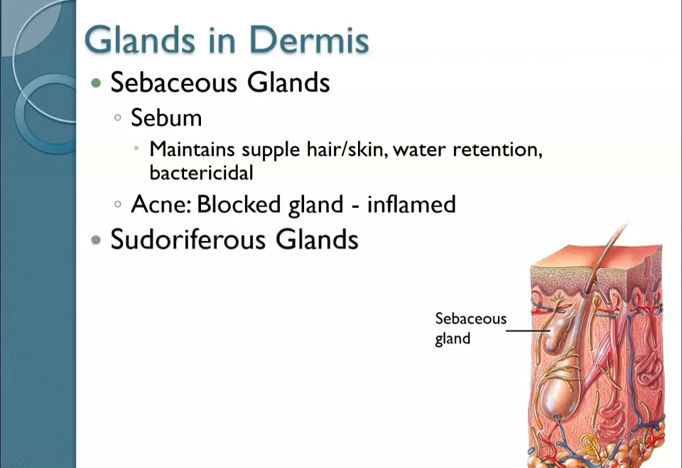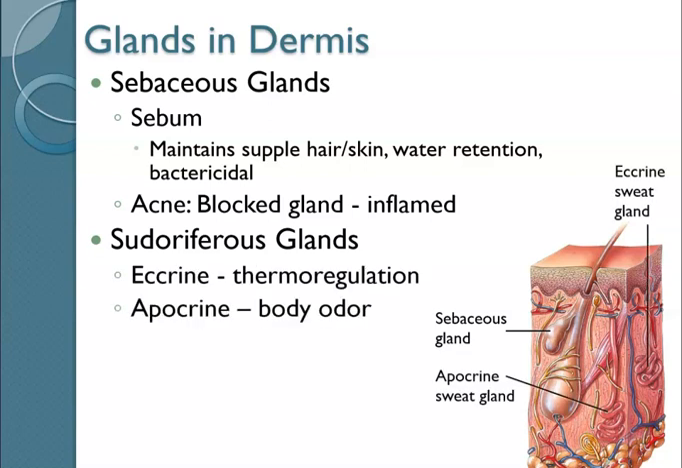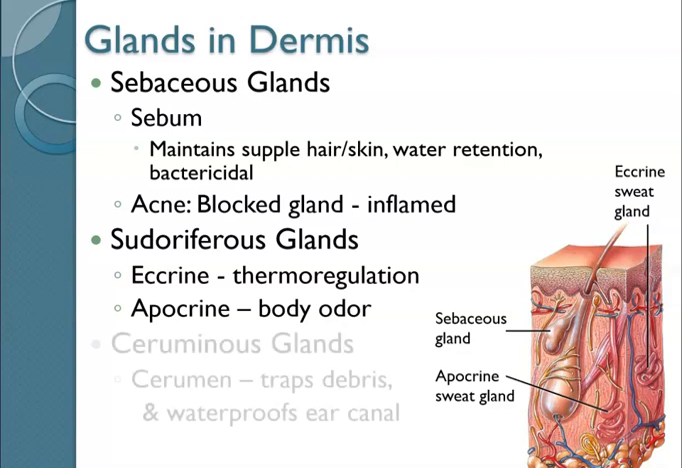Then sudoriferous are the sweat glands. Please note there are two types, eccrine sweat glands, which are the ones we generally use for thermoregulation to cool down our body, while apocrine sweat glands are found in places like our groin and armpits. Those give us our body odor or produce pheromones.